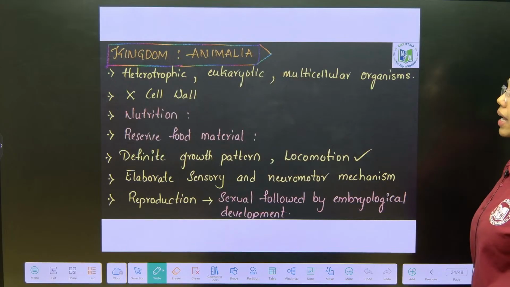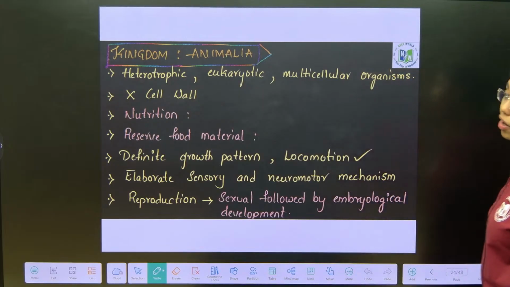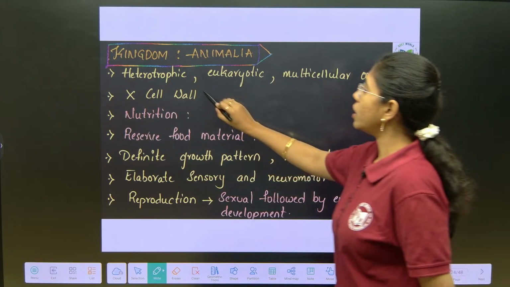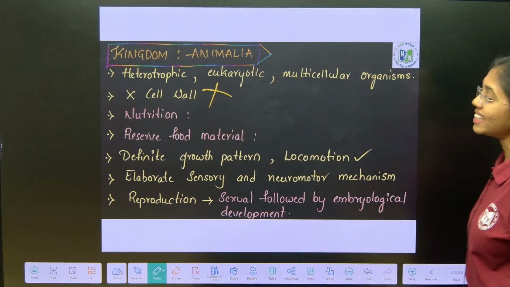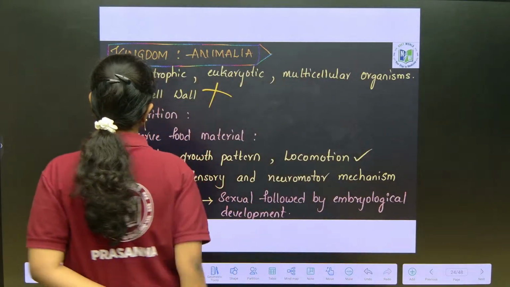Next is kingdom Animalia. It is generally described as heterotrophic eukaryotic multicellular organisms. The cell wall is absent. The limiting boundary of the animal cell is the cell membrane. We have learned that in Cell the Unit of Life. Nutrition is holozoic.